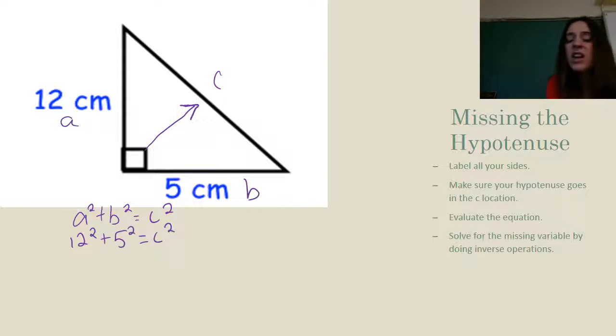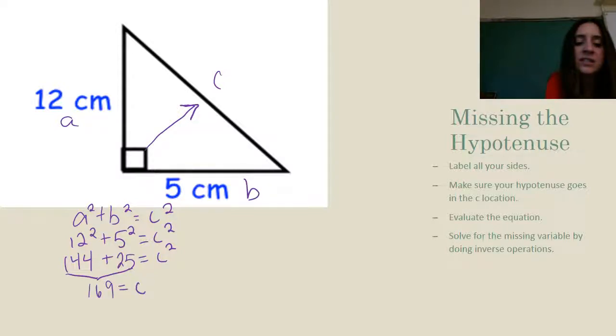Now I'm just going to evaluate it. Well, what is 12 squared? 12 times 12 is 144. Plus, well, what is 5 squared? 5 times 5 is 25, equals C squared. Now I just need to combine my like terms. 144 plus 25 is 169, equals C squared.